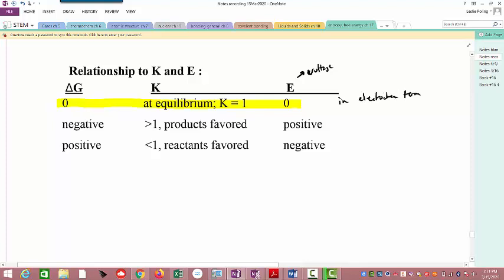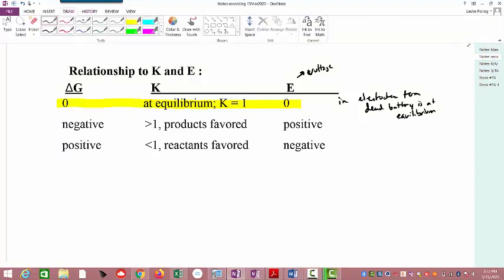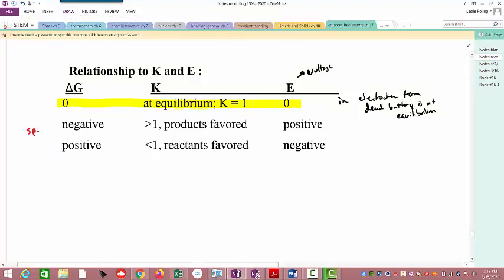In electrochem terms, a dead battery is at equilibrium, okay? When delta G is positive, the reactants are favored. When delta G is negative, the products are favored. Spontaneous, non-spontaneous.